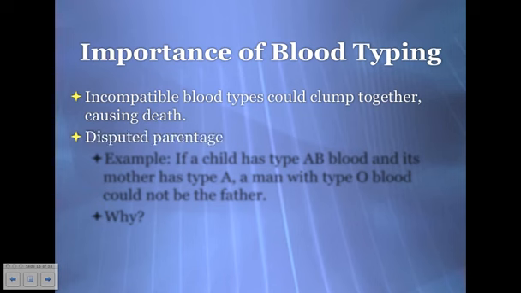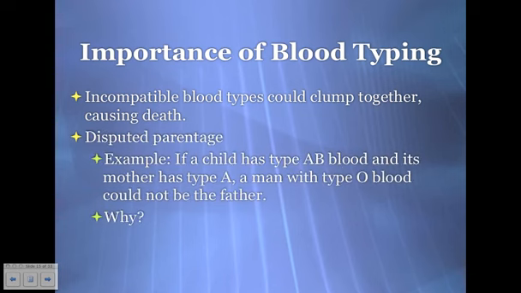It's important to know blood type because incompatible blood types would clump together, causing death. It's also important when looking at disputed parentage, which you may have seen or come across in some daytime television shows that are like Jerry Springer. If a child has type AB blood and its mother has type A blood, a man with type O could not be the father. And the question I ask is why?